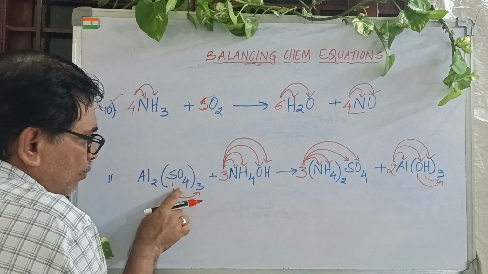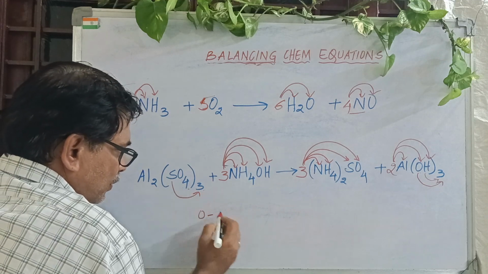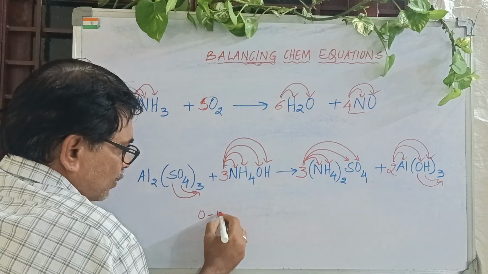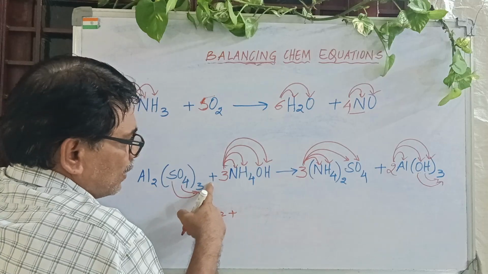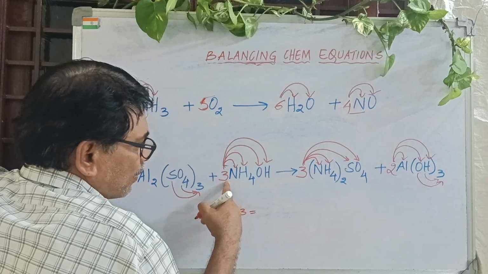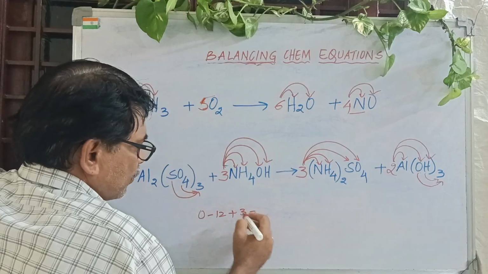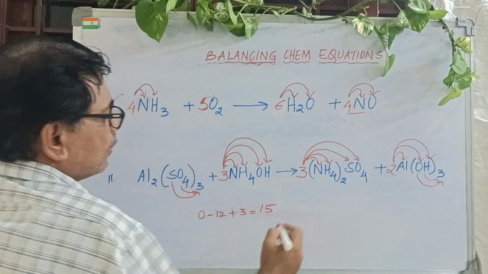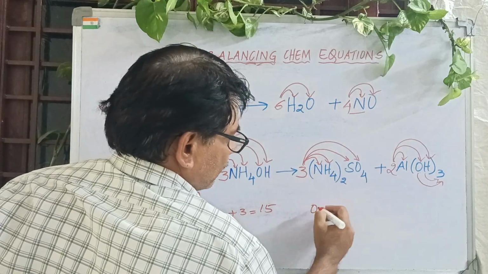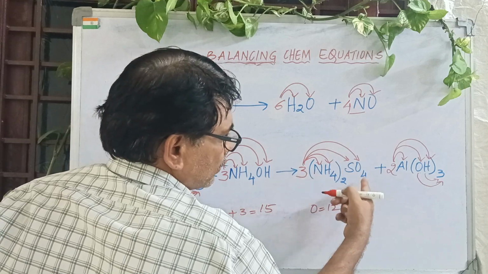Now how many O's are here? 12. So let me write down here. O's are 4 threes are 12. This and this one, because it's applicable like this. So 4 threes it is 12 plus 3 plus 3. Here oxygens are 3 3. Here 4 threes are 12. So it is 15. This side let us say oxygen. Here 4 threes are 12, 12 oxygens.